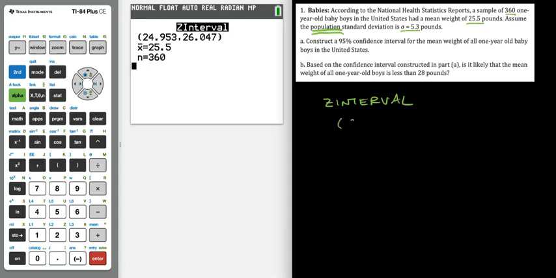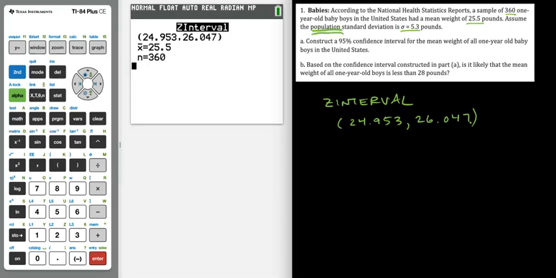24.953 up to 26.047. Okay, so we interpret that as the population mean weight of all one-year-old baby boys in the United States is likely to be in that interval, and we have 95% confidence in that.